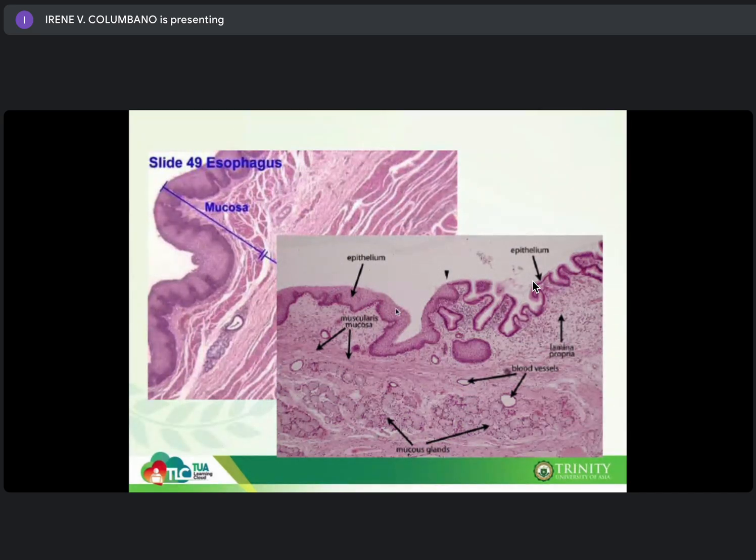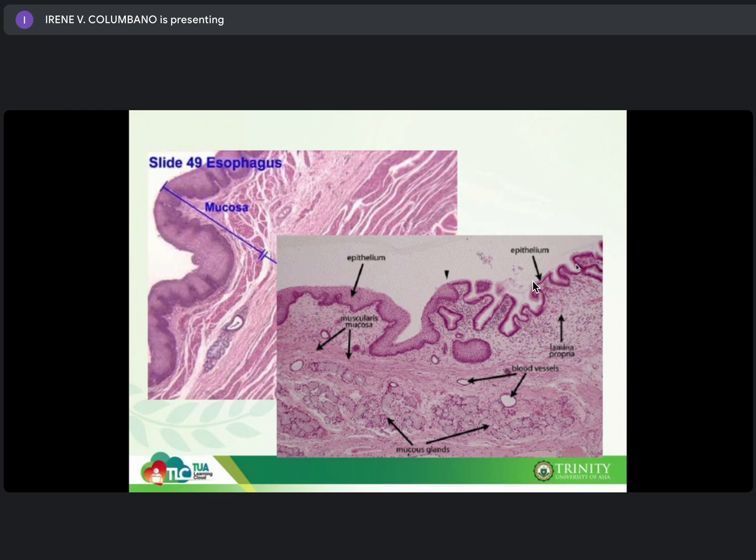From stratified squamous at the esophagogastric junction, the junction between the esophagus and stomach, nagkakaroon tayo ng transition. Look at the lining epithelium over here. It becomes simple columnar epithelium, no?